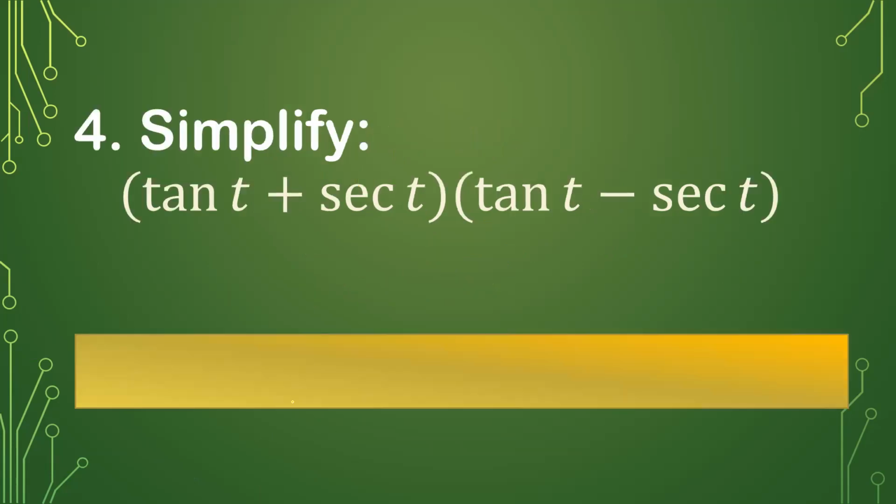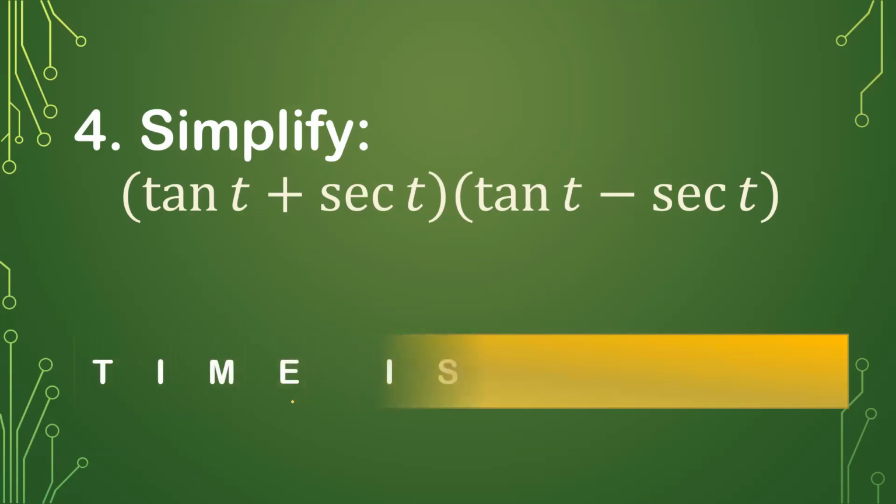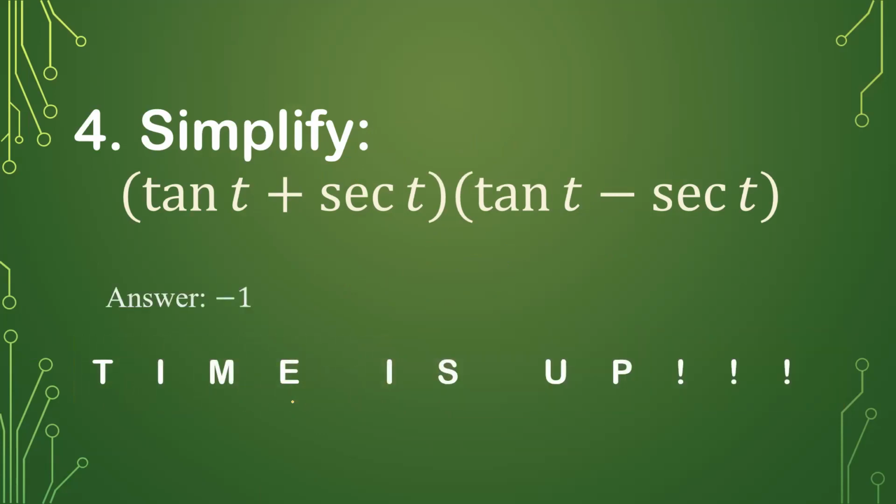Let's see number 4. Simplify tangent t plus secant t times tangent t minus secant t. Okay, fast forwarding our answer. This is equal to negative 1. Bakit equal sa negative 1? Kasi lalabas, parang yan yung A plus B, tapos A minus B. So sa special product natin, this is just the A squared minus B squared. So that's actually just tangent squared t minus secant squared t.